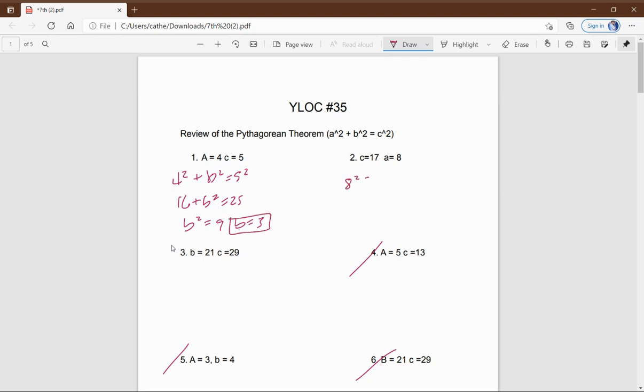Okay, 8 squared plus b squared equals 17 squared, so 64 plus b squared equals 289. So b squared equals 225, and if you square root it, it will be 15.